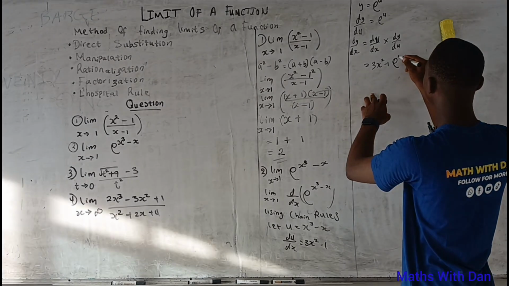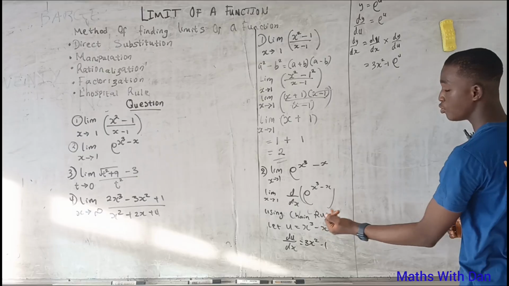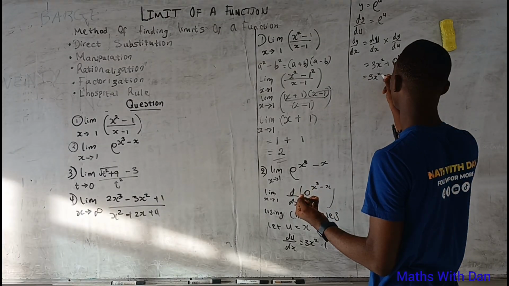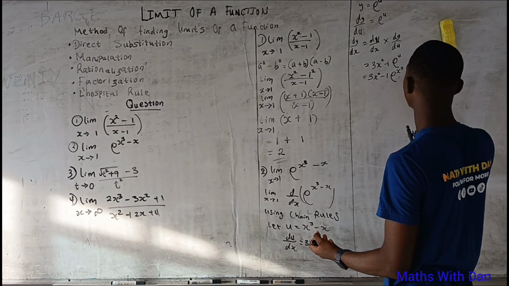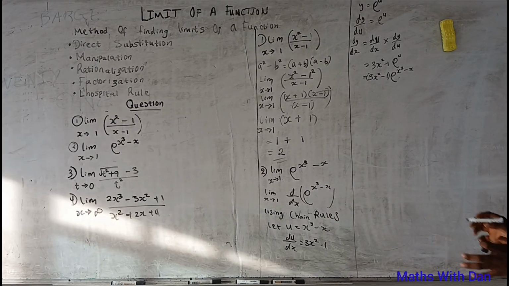Then dy over du is e raised to the power of u. And you know the value for u is x cubed minus x. So you substitute it, and you are going to have 3x squared minus 1 times e raised to the power of x cubed minus x, right? So this is the function you are going to have.